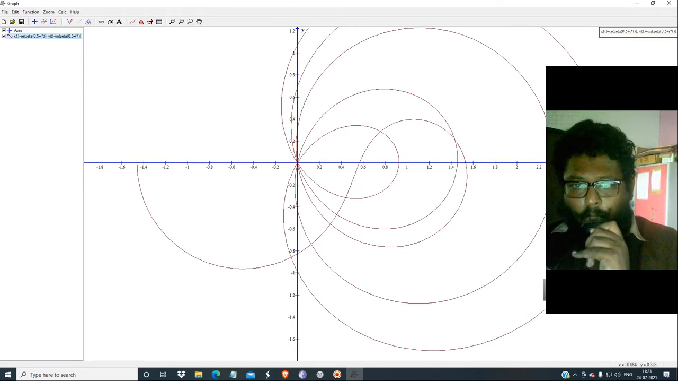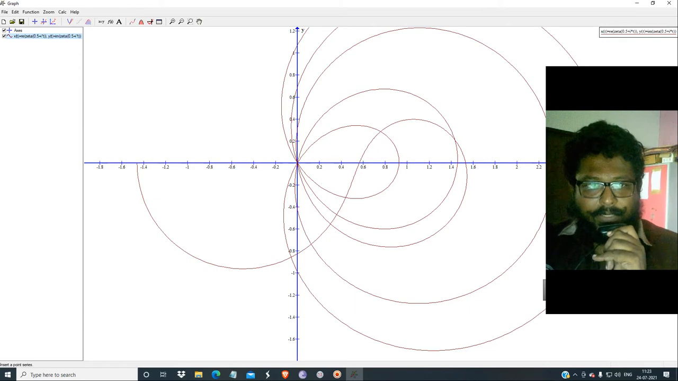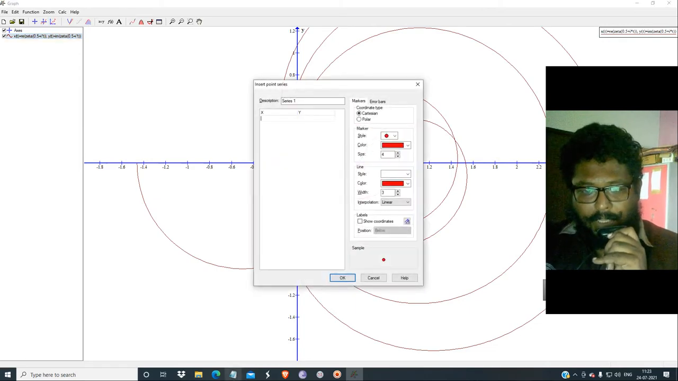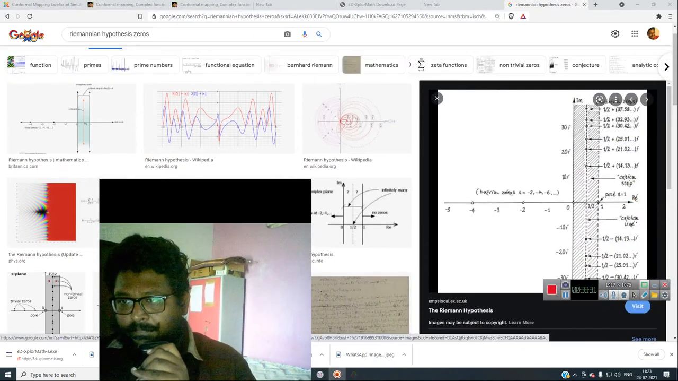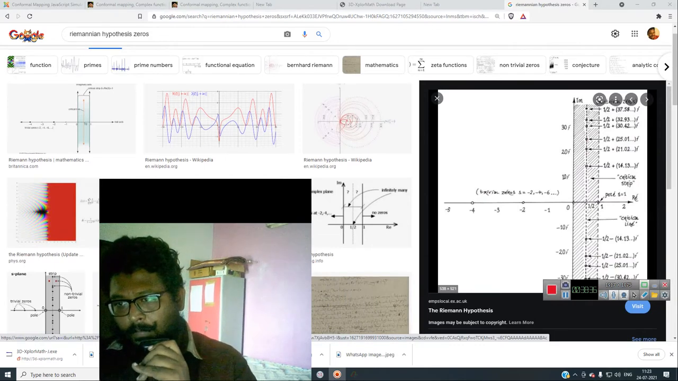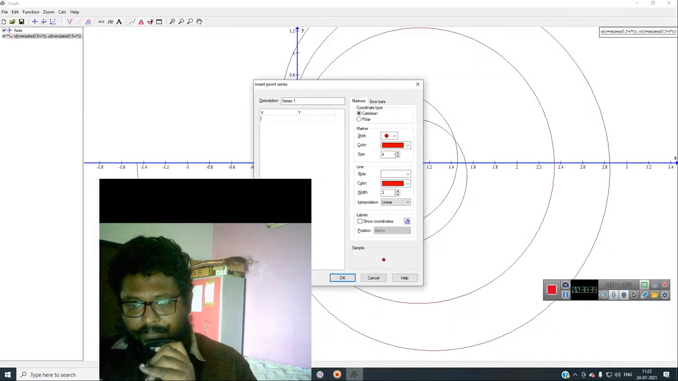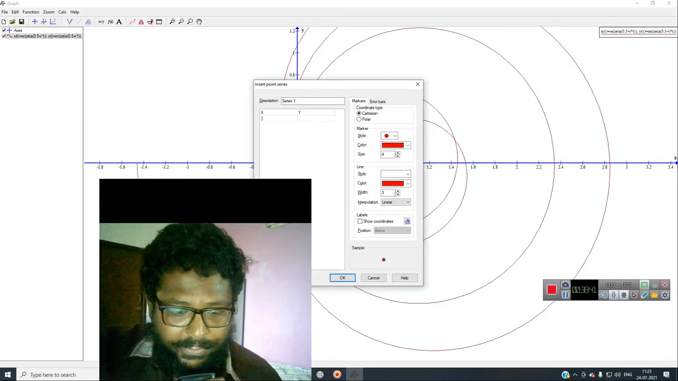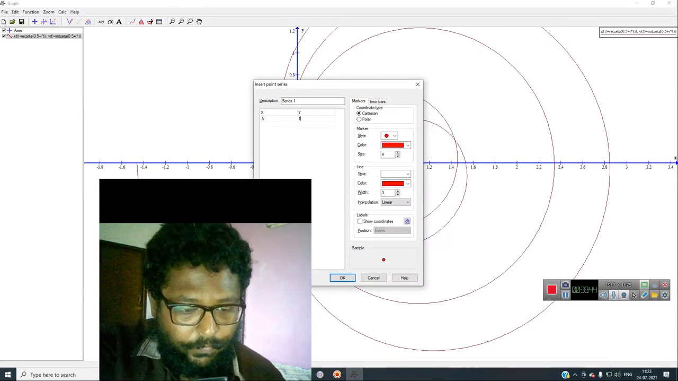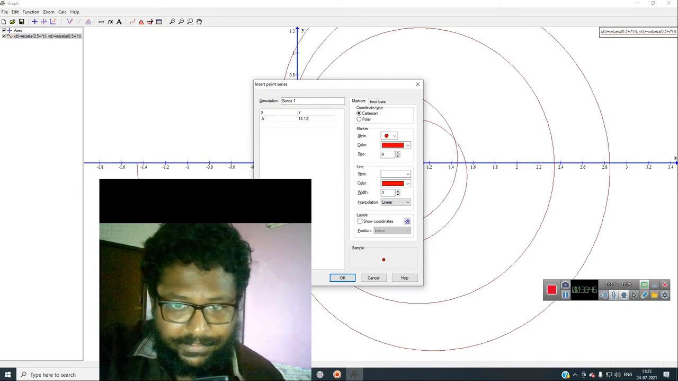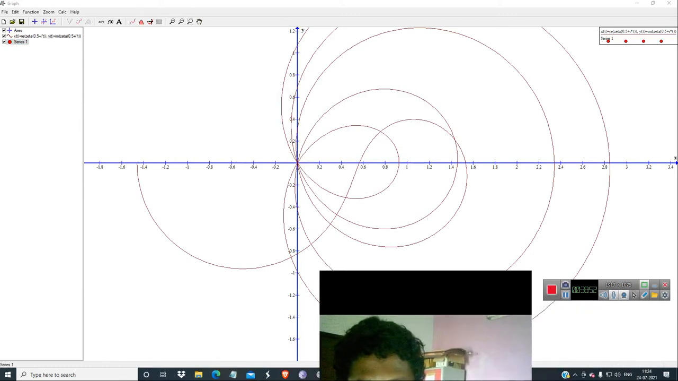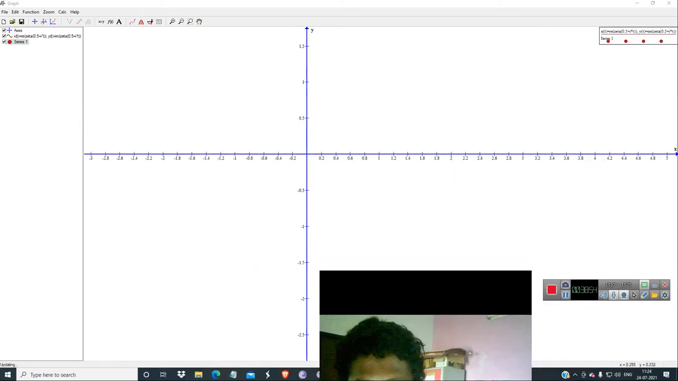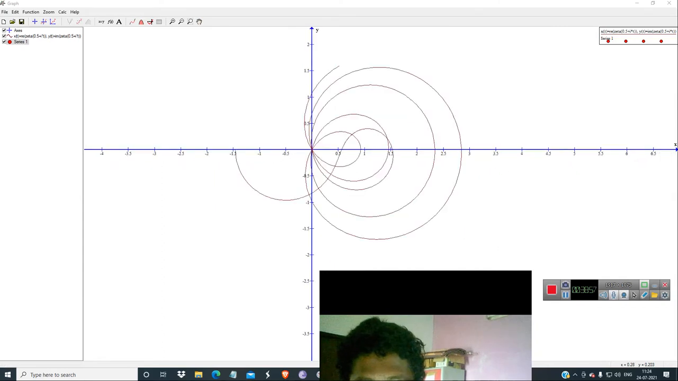So let's plot the zeros one by one. Let me go to the sequence now and get over here. And what is the first thing? The first zero is in the critical strip, and the first zero is half plus 14.13i. Where is it? It is 0.5, 14.13. The zeros of the Riemann zeta function. It is very small to see.